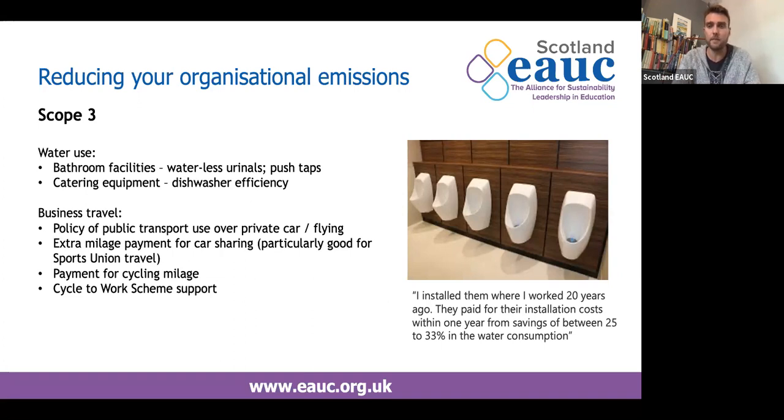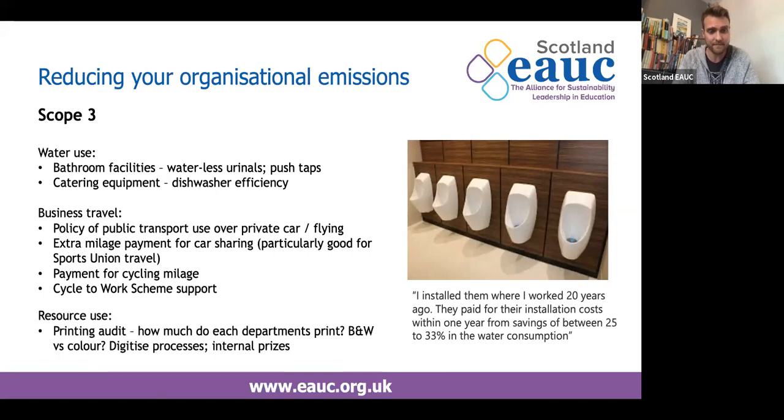Also, is there a policy for paying for cycling mileage? That's often at 20p a mile. And actually, promoting people to accept that. I think sometimes there's a bit of resistance from people who do cycle. I've had it previously. I've spoken with others who enjoy the cycling part, so they feel a bit guilty charging 20 pence a mile to employers. But that's something that you can support, and also cycle to work schemes.